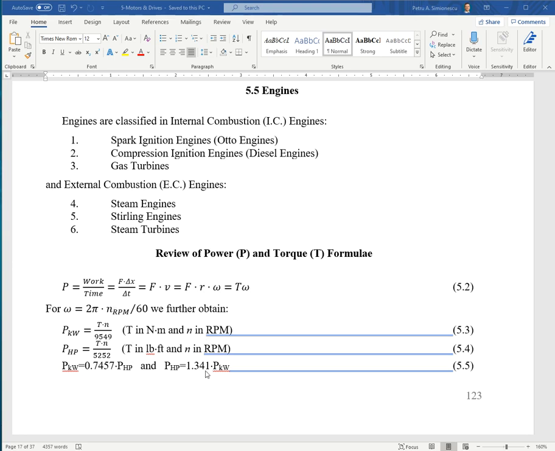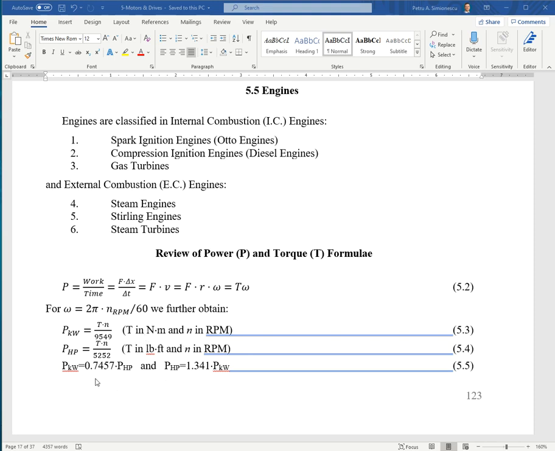Okay, and conversion between kilowatt, or calculating power in kilowatt using torque in newton meters and RPM, would be this equation. So you have kilowatt, and again newton meters and RPM. This constant 9,549 is actually going to be 1 over 1,000 times pi over 30.